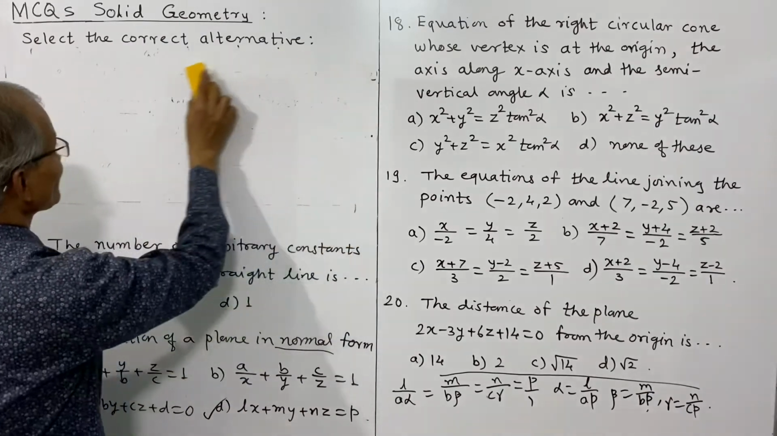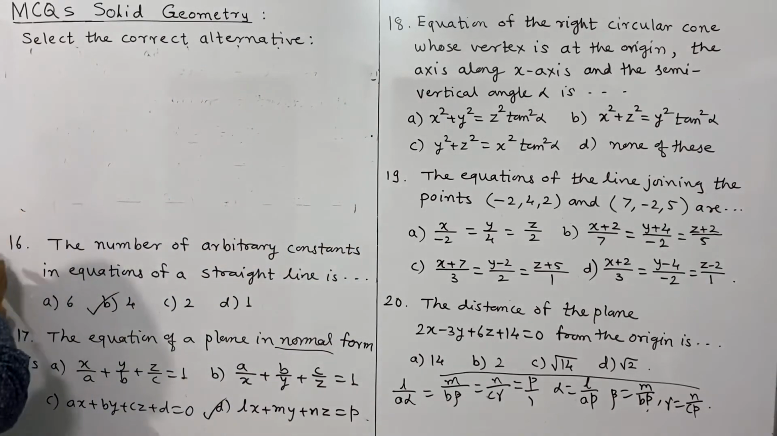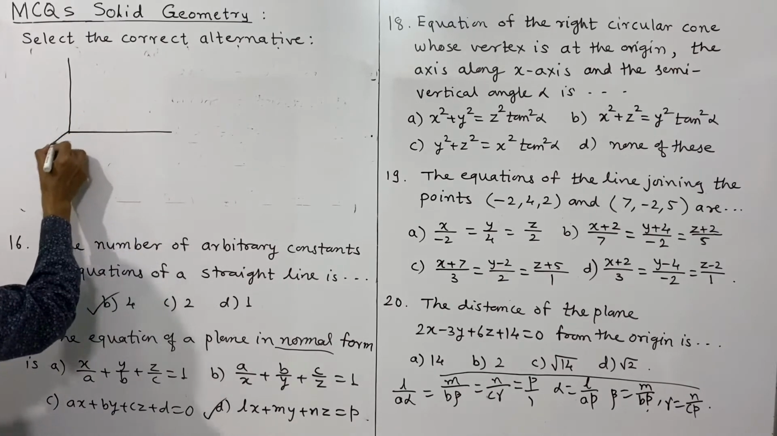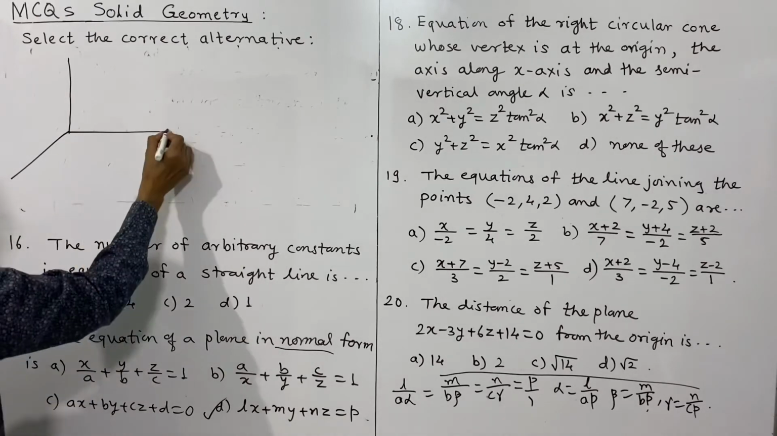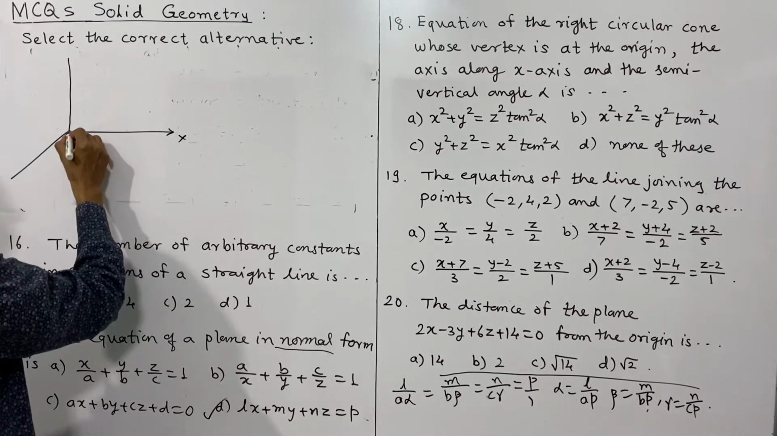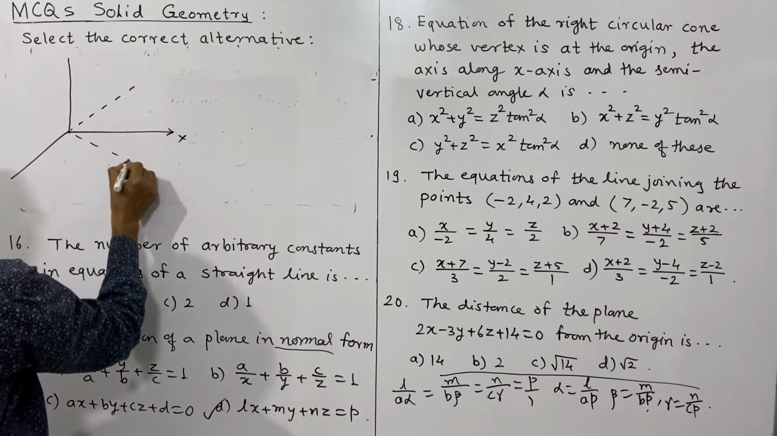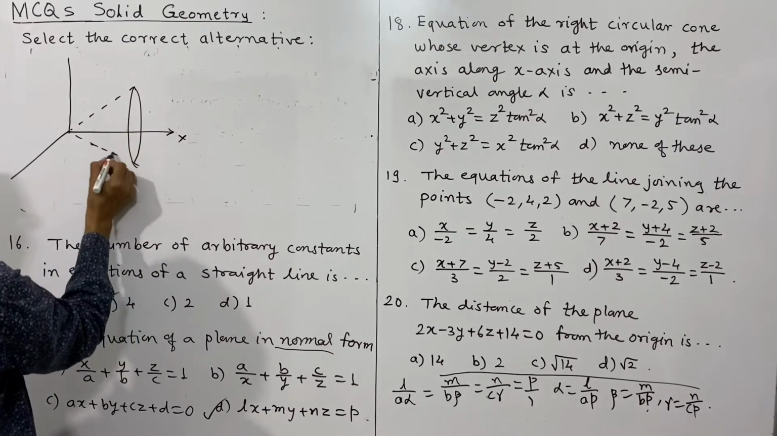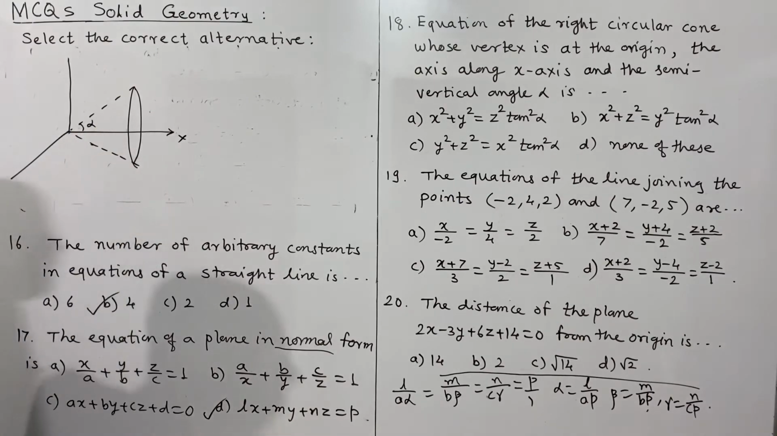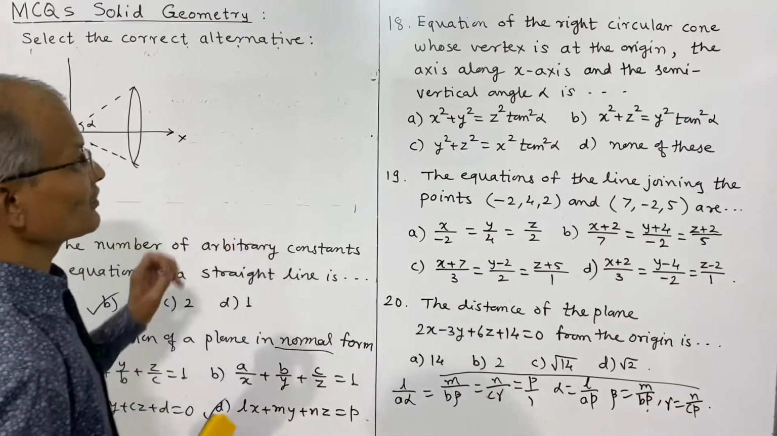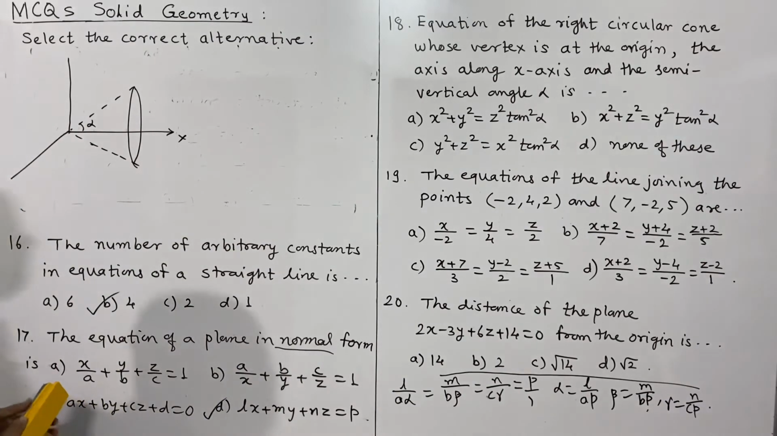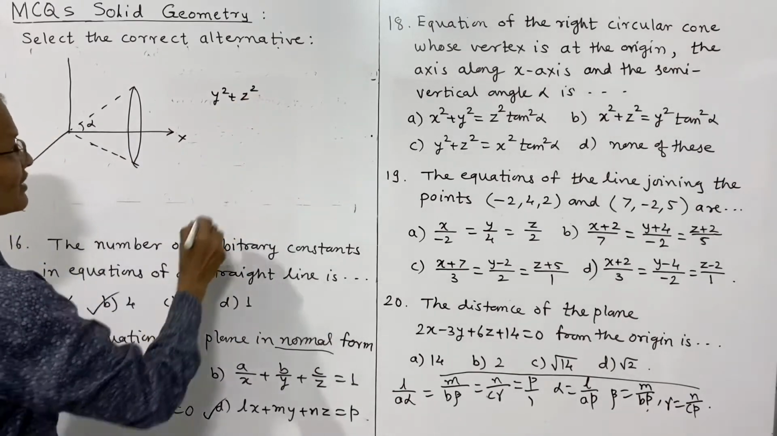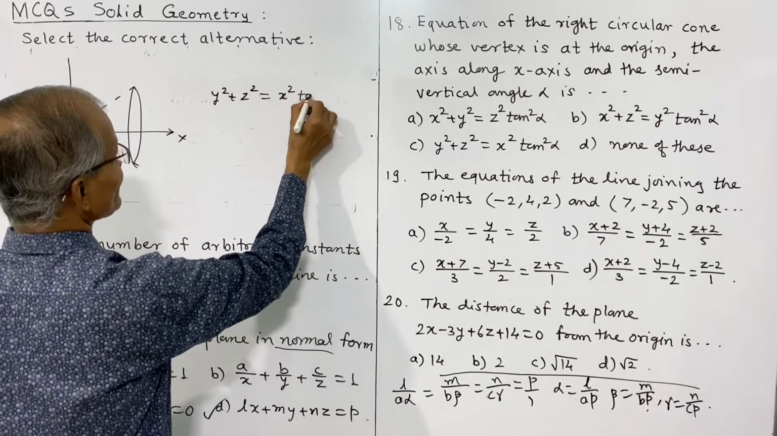So this is also a result. Suppose these are the coordinate axes, and the cone, if this is the x-axis, then the cone is of this type, a right circular cone. Its axis is the x-axis, and the semi-vertical angle is alpha. In this case, the equation of the right circular cone is written as y square plus z square is equal to x square tan square alpha.